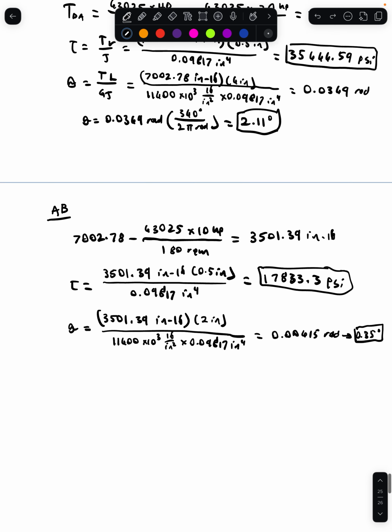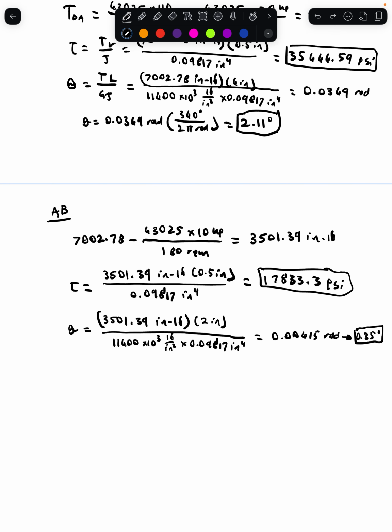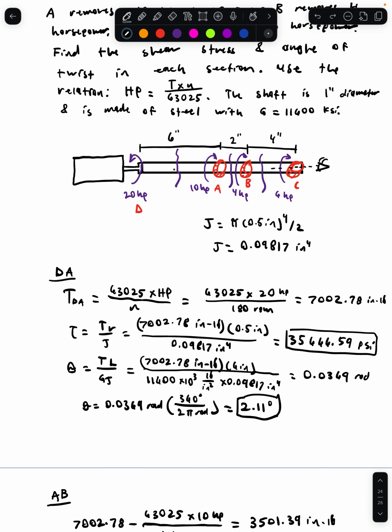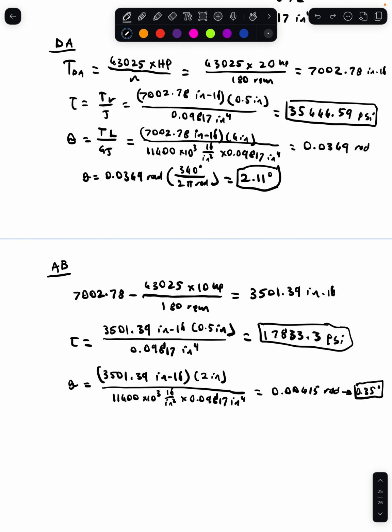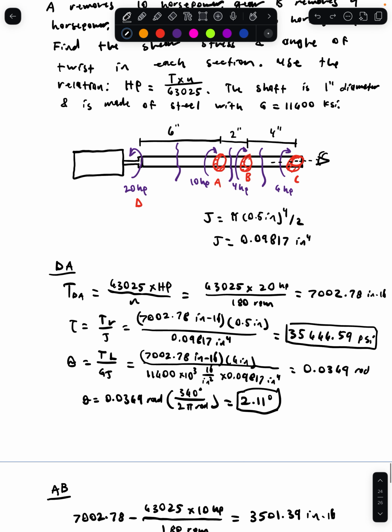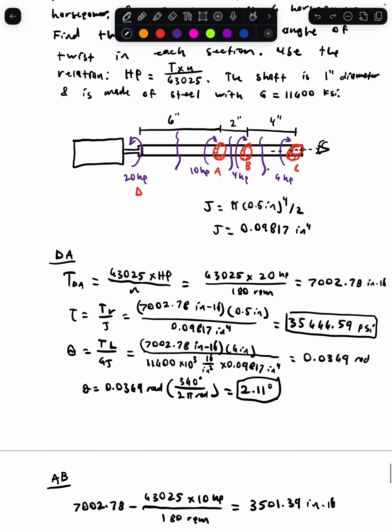Now sometimes it might ask you to find the cumulative angle. So in that case, after finding this angle here, 2.11 degrees, we would just add to that this 0.35 and get the cumulative angle at AB. But all we're asking for is what the angle of twist is in each section. So that's an important thing to differentiate. Okay, and then our last section here is BC.